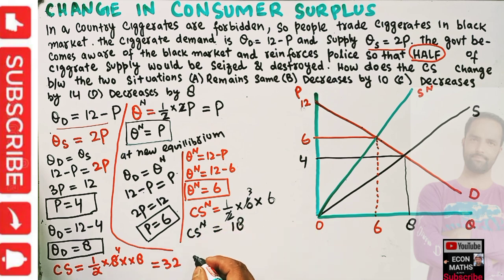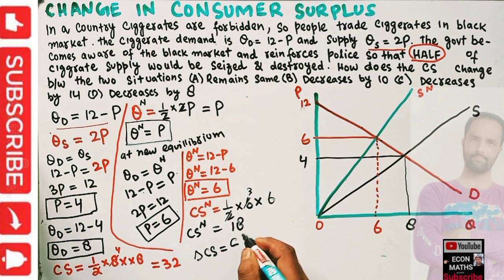Now what is the change in consumer surplus? Change in consumer surplus is our old consumer surplus, I have denoted by CS, minus the new CS, that is CS new. And the old one we have the consumer surplus of 32. Now we have only 18.